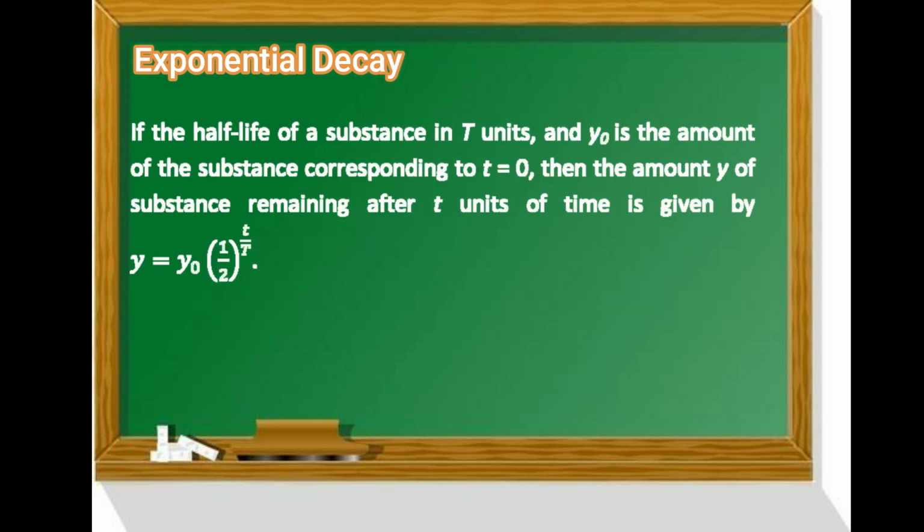Exponential decay: if the half-life of a substance is T units and y sub 0 is the amount of the substance corresponding to t equal to 0, then the amount y of substance remaining after t units of time is given by y is equal to y sub 0 times 1/2 raised to t over T.